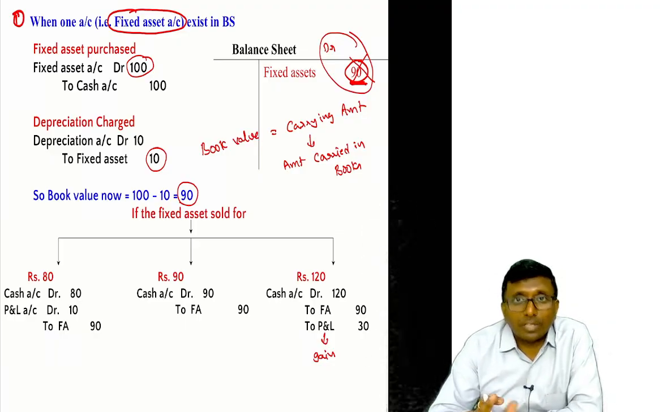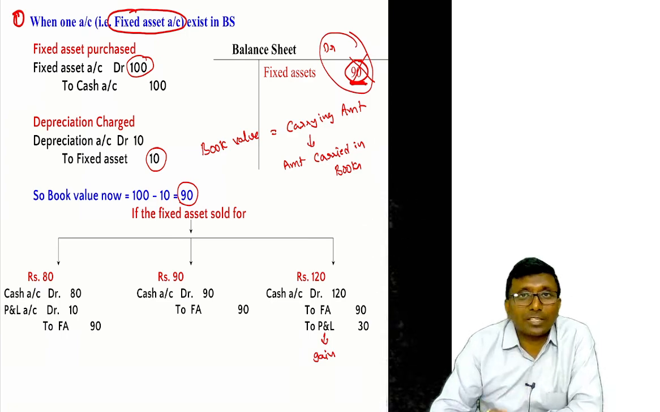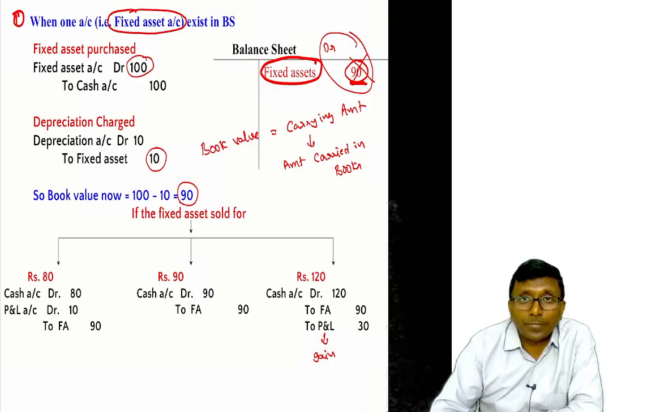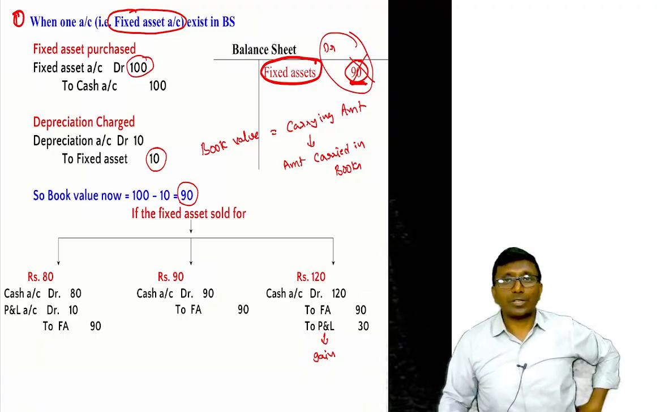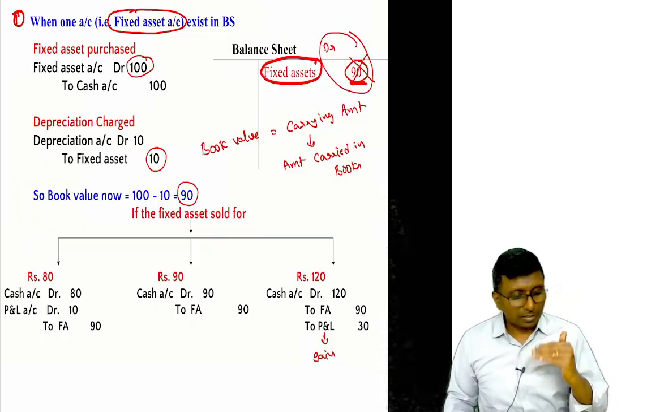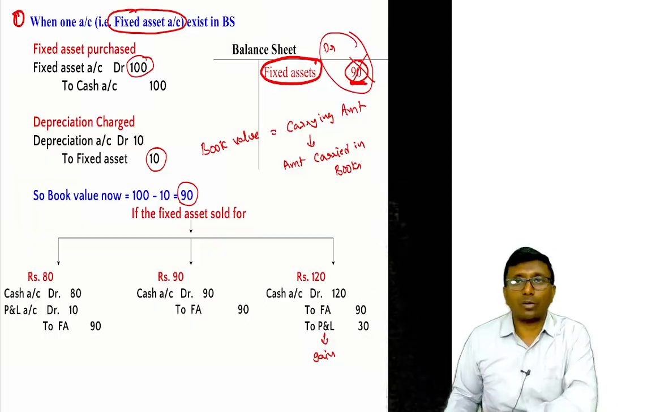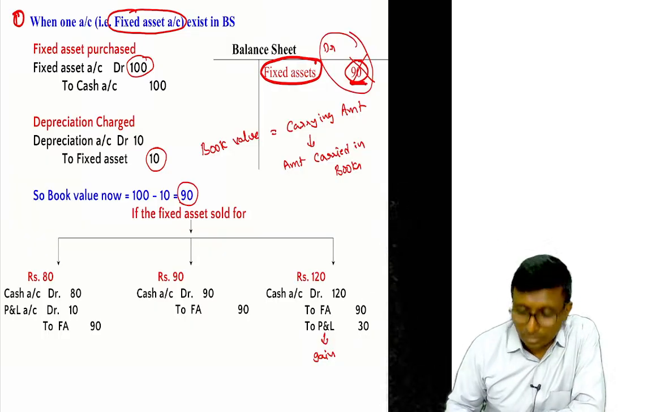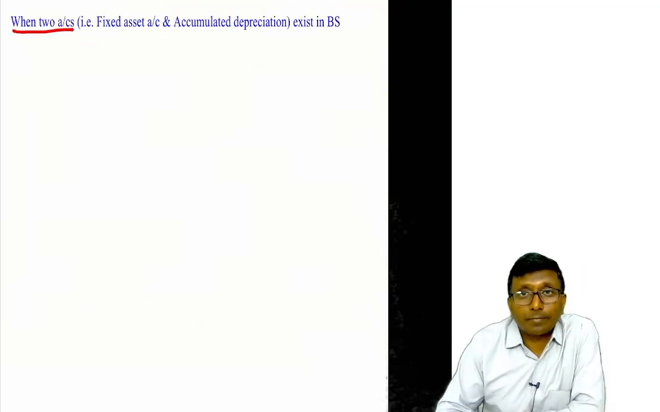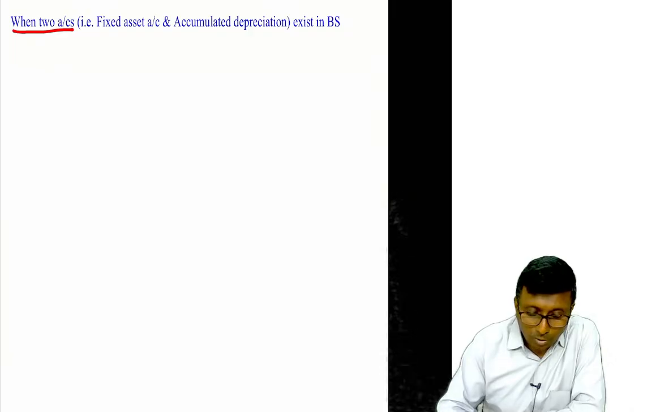What have you learned so far? This is the situation when you have only one ledger in the balance sheet, that is the fixed asset ledger. Now let's see the situation where you will get two ledgers. One is fixed assets account, next is accumulated depreciation account. Shall we go with it? Done. So when two accounts are there, what are the two accounts? Fixed assets account and accumulated depreciation account.